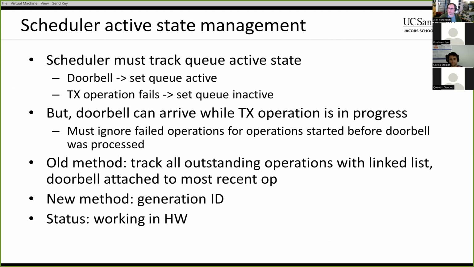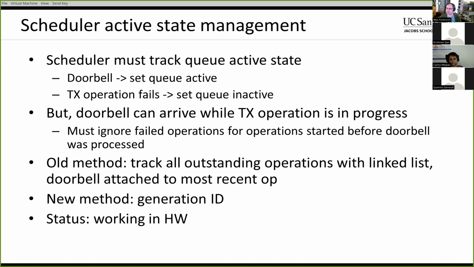So the scheduler needs to do a couple of things, right? It has to generate transmit requests for all of the packets. That's kind of the starting point in the whole transmit process. In order to do that, it has to know which queues actually contain data, so it's not wasting cycles by trying to send stuff that doesn't actually exist.